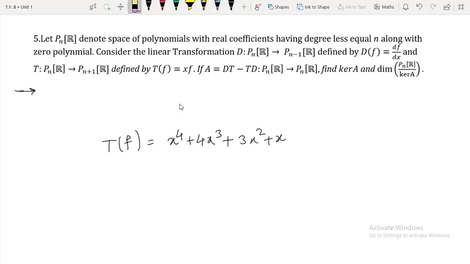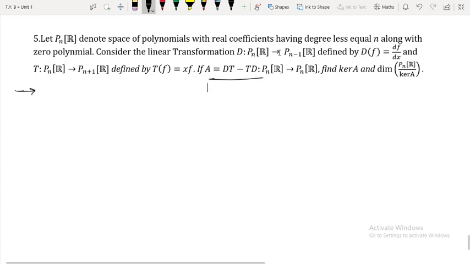Now first of all we have to find the kernel of A. Remember what A is. A is another linear transformation, and it is from Pn of r to Pn of r. They have asked us to find the kernel of A and the dimension of the quotient space, that is Pn of r mod kernel of A. So let us go.